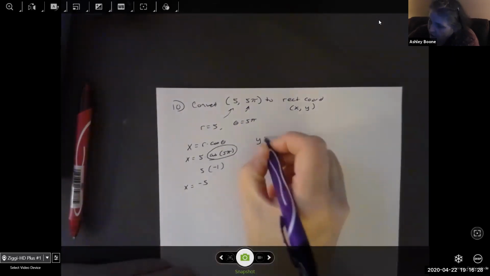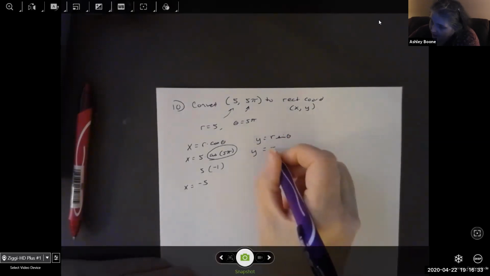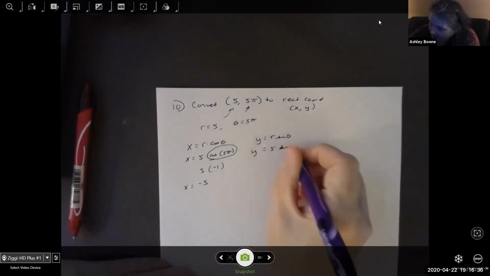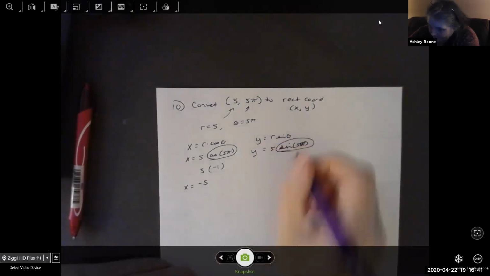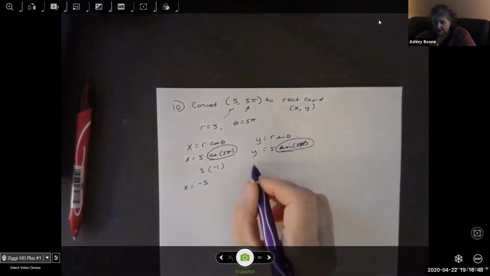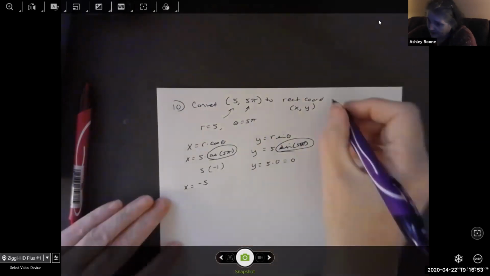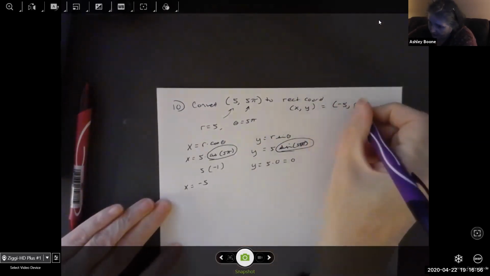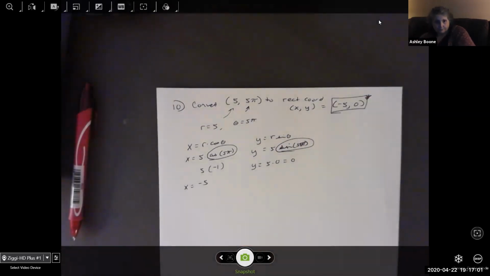Our y value is r times the sine of theta. So that's going to be 5 times the sine of 5 pi. If you are on the x-axis and 5 pi is on the x-axis, your y value is 0. So your sine is 0. So that's 5 times 0, which is 0. So our rectangular coordinates are -5, 0. Those rectangular coordinates would correspond to the point 5, 5 pi.